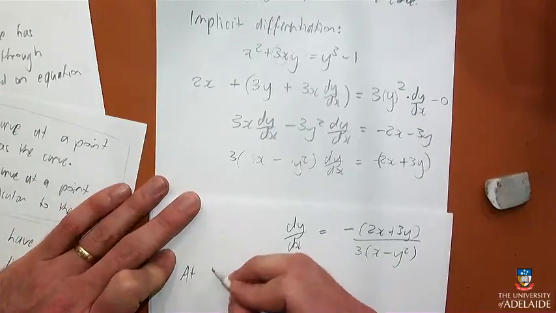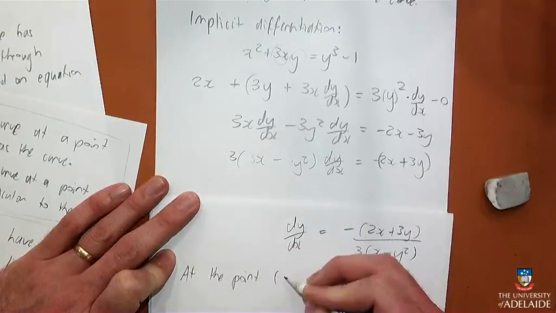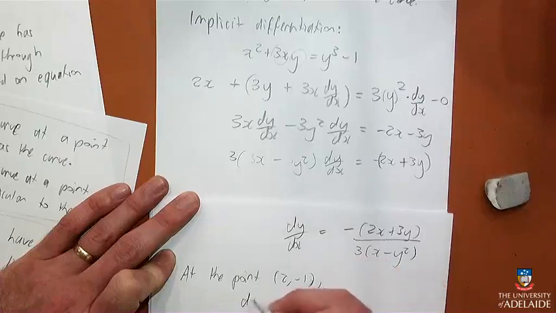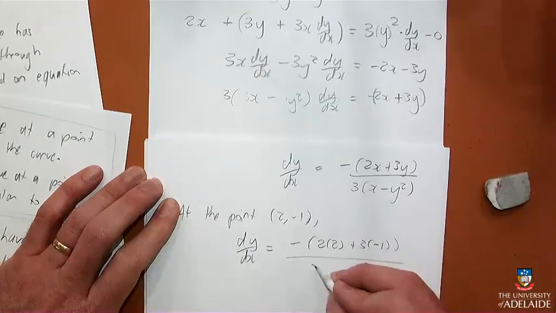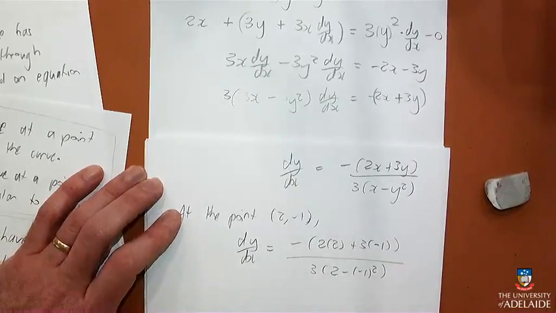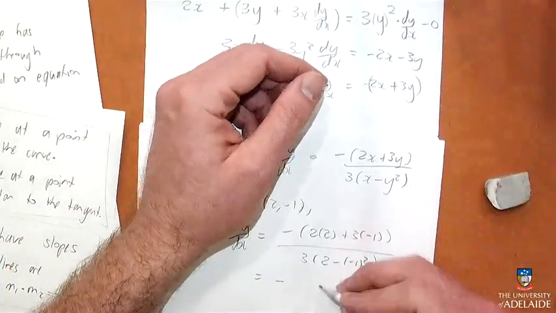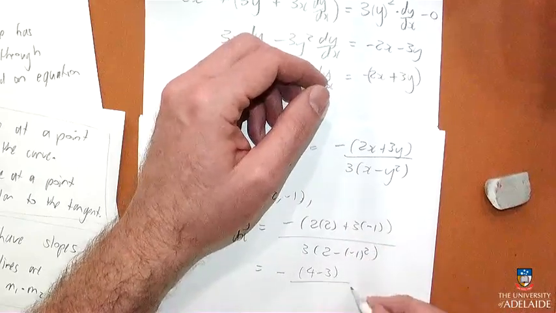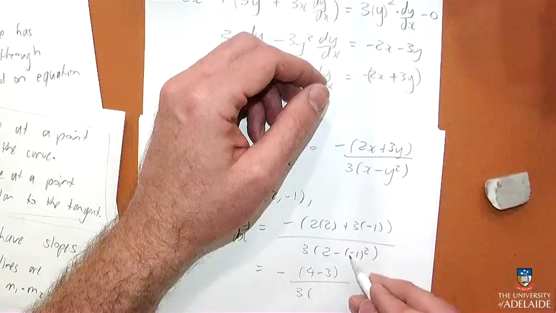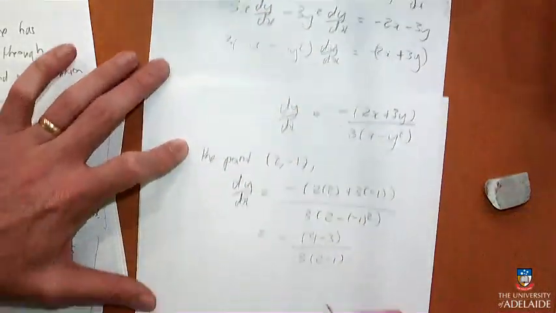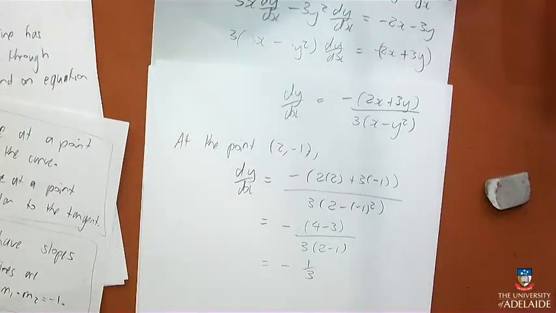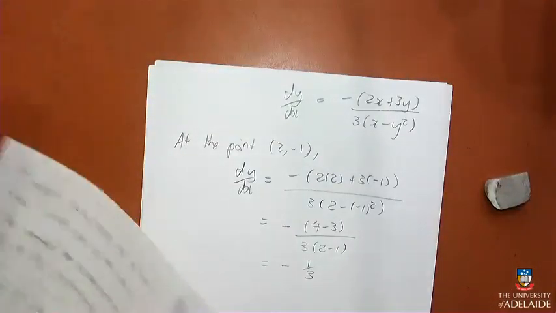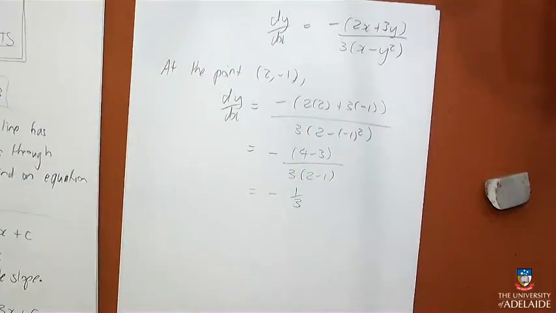So at the point, what was it called? (2, -1). dy over dx is, all right, let's see, we've got 2 times 2 plus 3 times -1 over 3 times 2 minus (-1) squared. So we've got 4 minus 3 over 3 times 2 minus 1, which is 1/3. Oh, okay, cool. So this is the slope of the tangent.